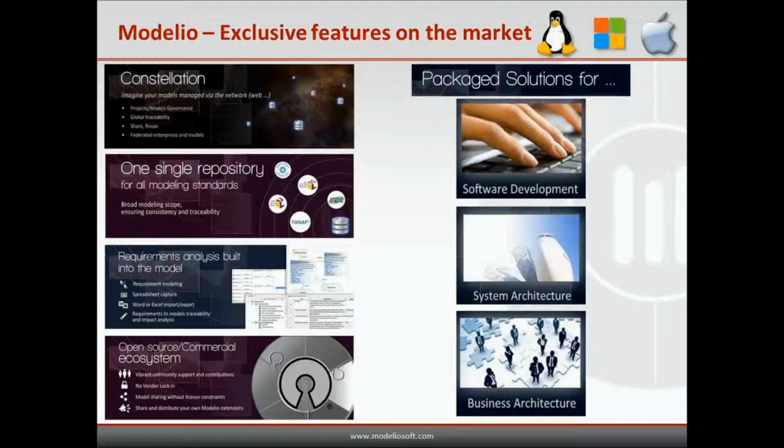Modelio has packaged solutions for three large different domains. One is software development, with code generation, reverse engineering and so on. Another is system architecture for complex systems such as a plane, an airplane traffic management system, and other large technical systems. And the other large domain targeted by Modelio is business architecture, with domains such as BPM or enterprise architecture.